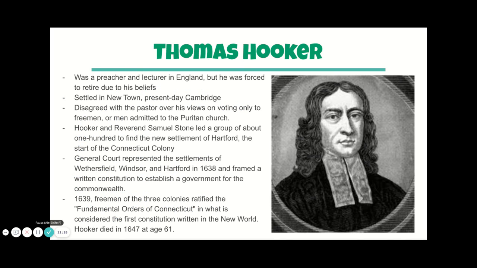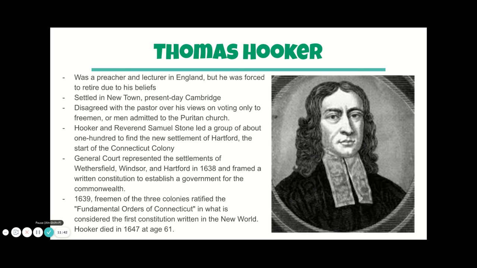And finally, we have Thomas Hooker. He was a preacher and a lecturer in England, but he was forced to retire because his beliefs weren't commonly accepted. He settled in Newtown, which is present-day Cambridge. He disagreed with the pastor over his views on voting, giving voting rights only to freemen, or men admitted to the Puritan church. So he didn't believe that was fair, that you had to be Puritan in order to vote.